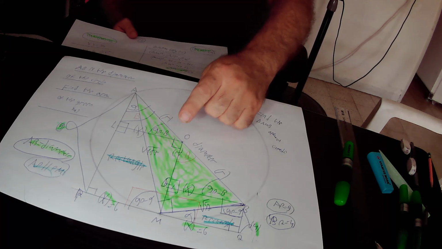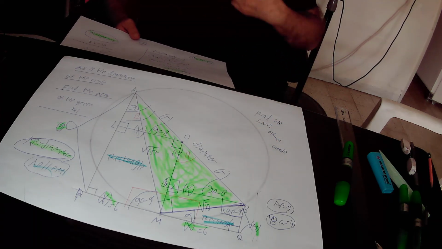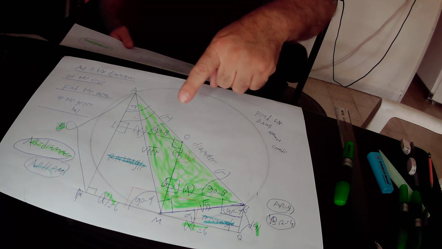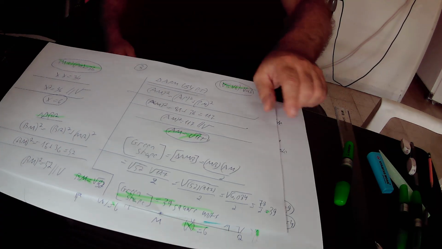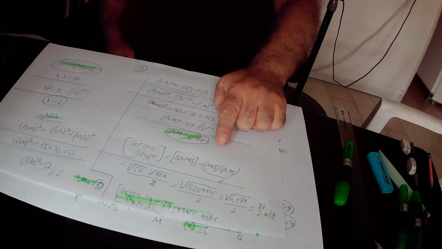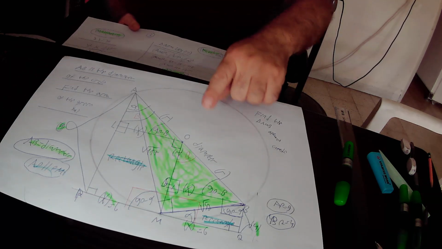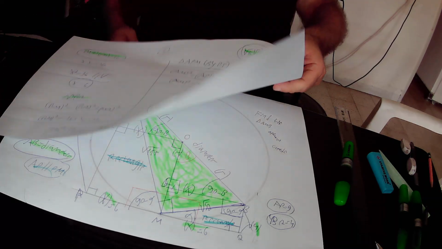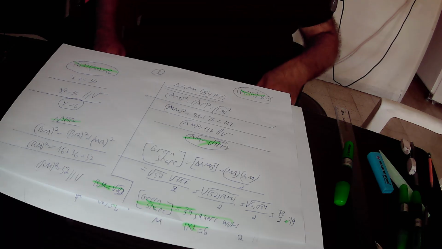Our task is to find the area of this green shape. The green shape is actually the right triangle ABM. So the area of the right triangle ABM will be equal to the base MB times the height AM over 2. MB is equal to the square root of 52, AM is equal to the square root of 117, divided by 2.